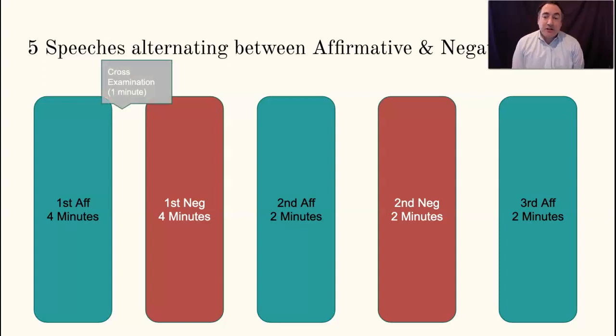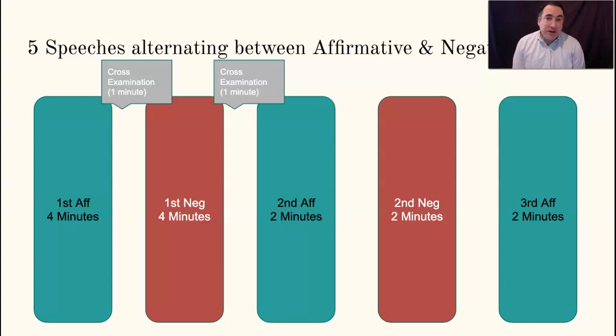In addition, there are periods of cross-examination, 1 minute. We're not 100% sure if we're going to do these this semester, but we just wanted to introduce them to you. And so after the first affirmative speech, the negative debater gets 1 minute to ask questions of the affirmative debater. And after the first negative speech, the affirmative debater gets 1 minute to ask the negative debater questions.